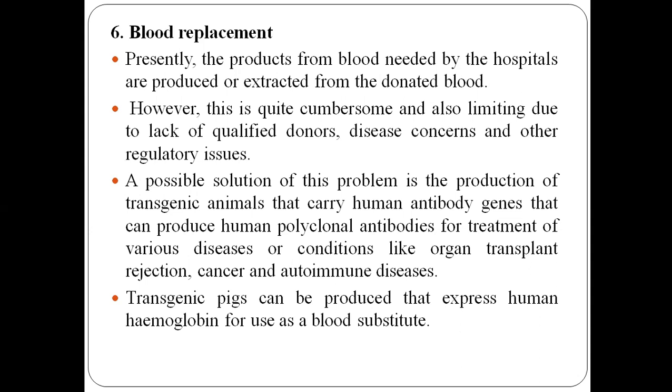So you want to produce human antibodies through transgenic animals. The polyclonal and monoclonal antibody production, you should have studied as one of the titles on the market. The possible solution is the production of transgenic animals that carry human antibody genes, which can produce human polyclonal antibodies for the treatment of various diseases or conditions like organ transplant rejection, cancer, and autoimmune diseases. I already taught you what organ rejection is.